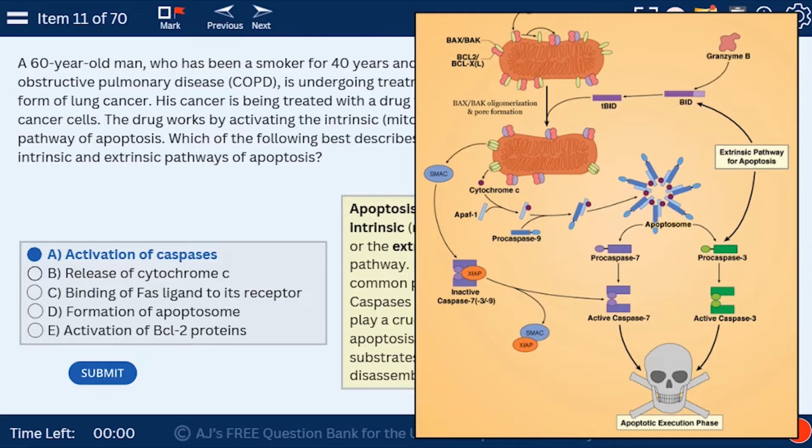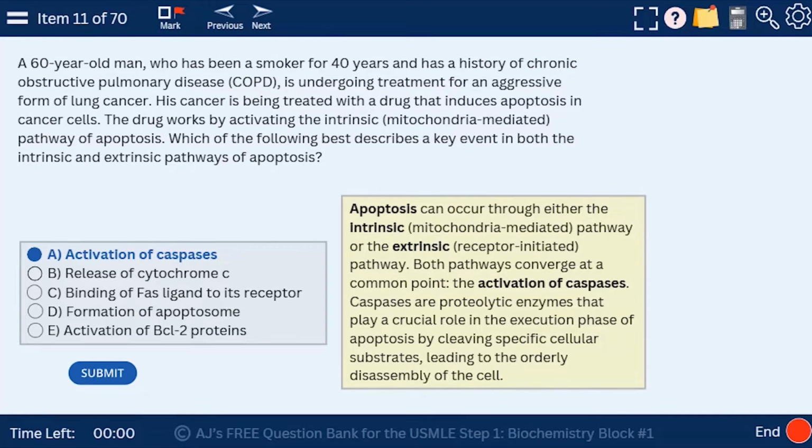But as for the other choices, you could read about them in the previous slide over here, and more, by the way, in my question bank.